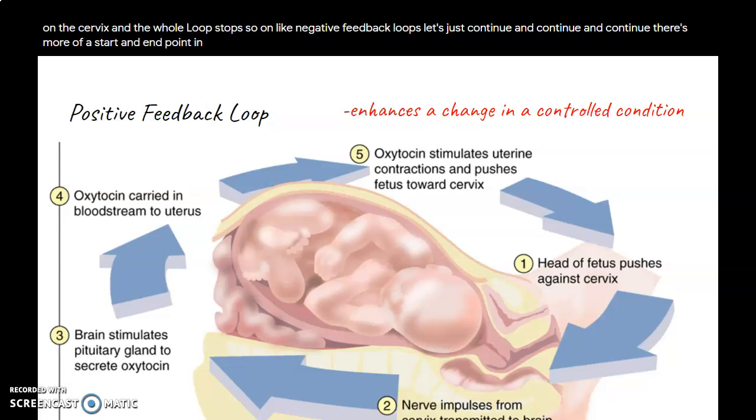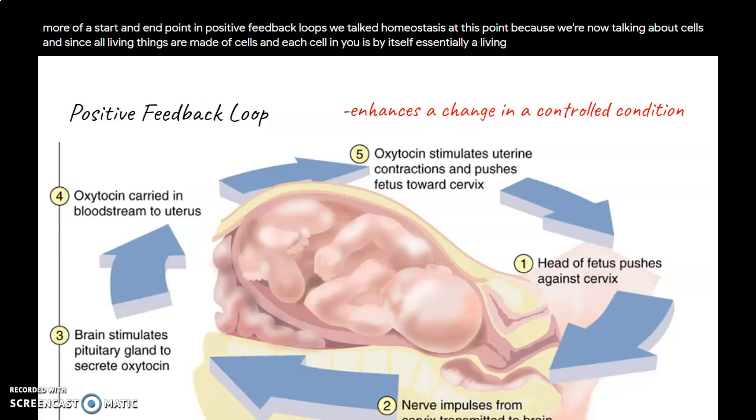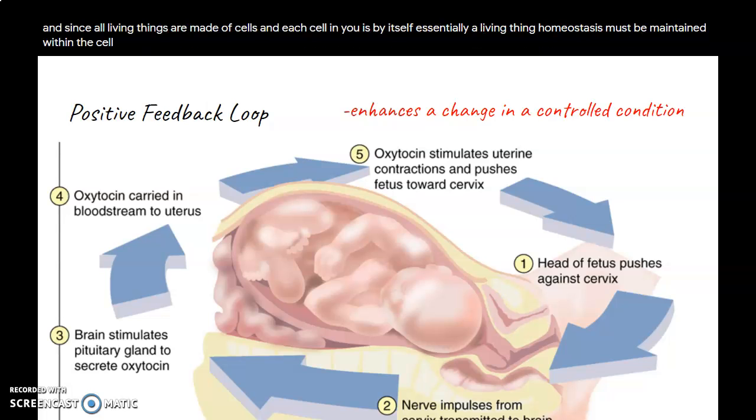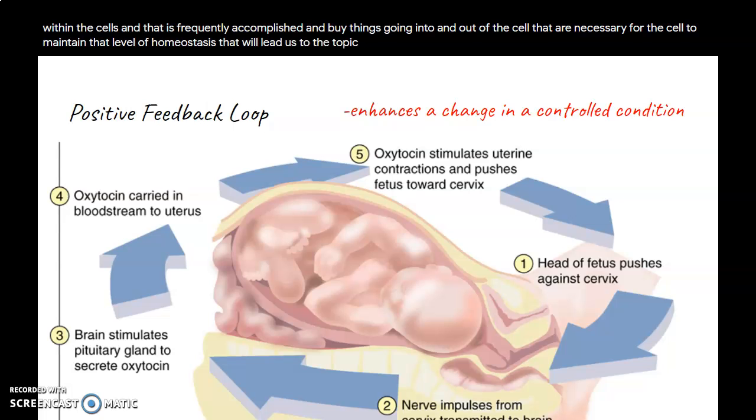there's more of a start and end point in positive feedback loops. We talk homeostasis at this point because we're now talking about cells. And since all living things are made of cells, and each cell in you is by itself essentially a living thing, homeostasis must be maintained within the cells. And that is frequently accomplished by things going into and out of the cell that are necessary for the cell to maintain that level of homeostasis. That will lead us to the topic of cell transport.